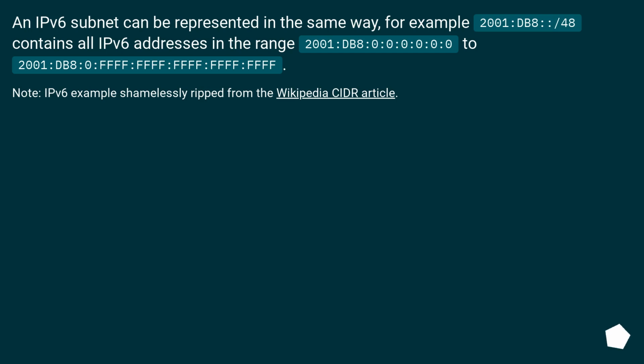An IPv6 subnet can be represented in the same way. For example, 2001:db8::/48 contains all IPv6 addresses in the range 2001:db8:0:0:0:0:0:0 to 2001:db8:0:FFFF:FFFF:FFFF:FFFF:FFFF. Note: IPv6 example shamelessly ripped from the Wikipedia CIDR article.